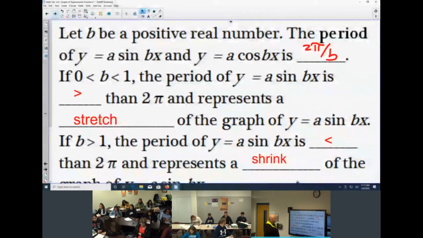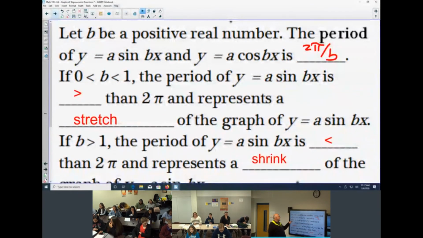All right, next. We're talking about the period of these functions. It says, let b be a positive real number. The period of y equals a sine bx and y equals a cosine bx is 2 pi divided by b. So earlier I said that the period of sine and cosine was 2 pi. Well, to change that, you put a number in front of the x. So the a affects the amplitude, the b affects the period. So it's 2 pi divided by b.